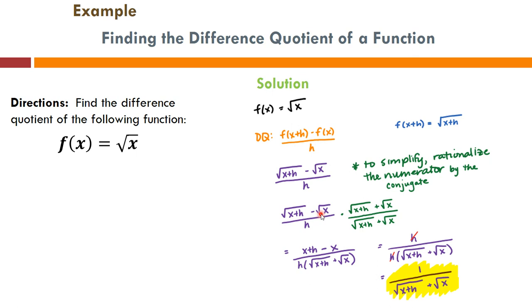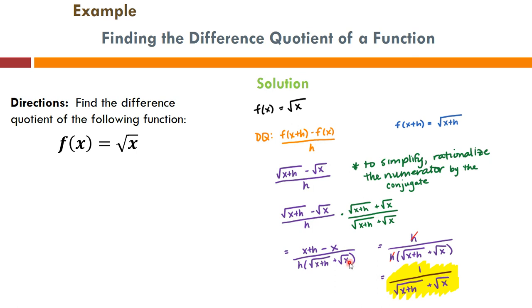So I'm going to multiply the last terms together. So I have negative square root of x times positive square root of x. When I multiply them together, the radicals cancel, but this is negative, so it's going to give me negative x, all over the denominators. So I'm just going to push everything together. h times the square root of x plus h plus the square root of x.